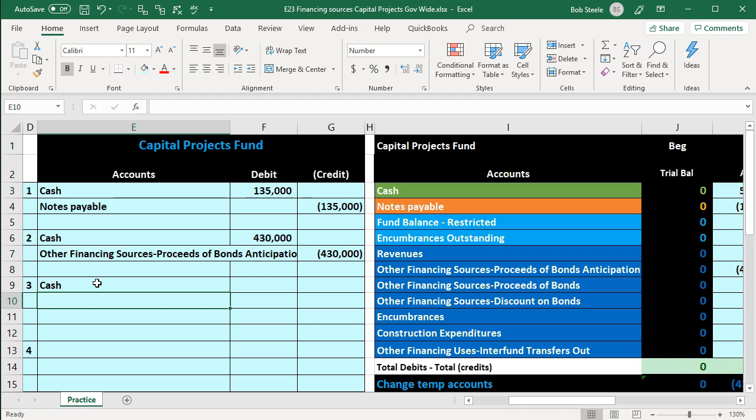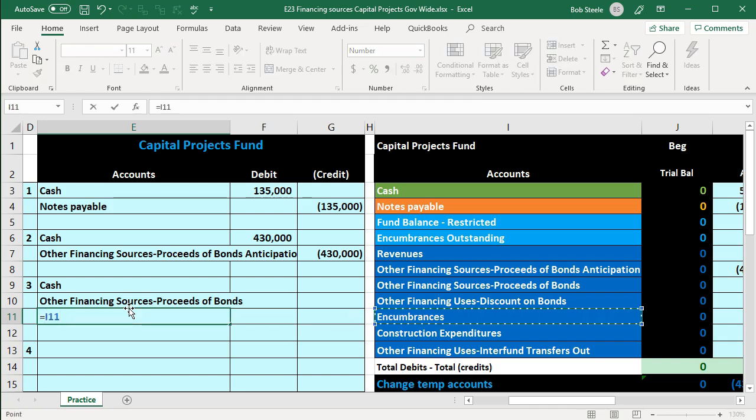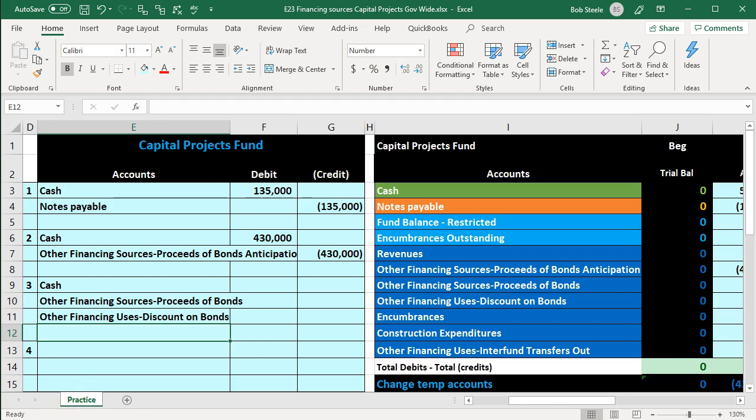We're going to put it then to other financing sources. So other financing sources for the bond proceeds. So other financing sources, proceeds of the bond. So I'm going to say enter. And then the other side is going to go to other financing uses. So we're going to say other financing uses. And that's going to be for the bond discount.